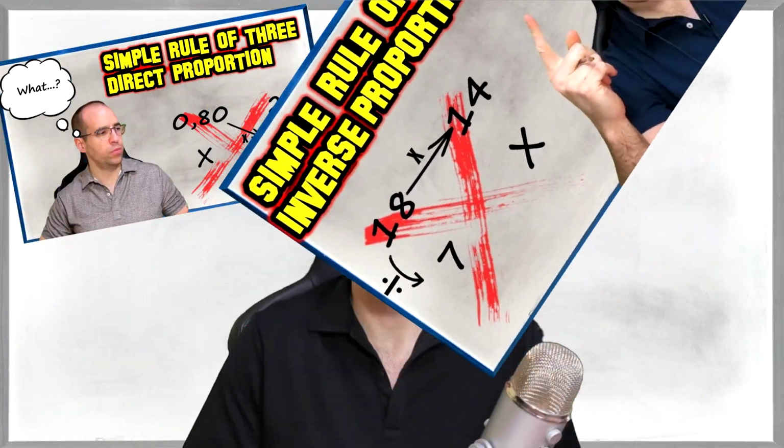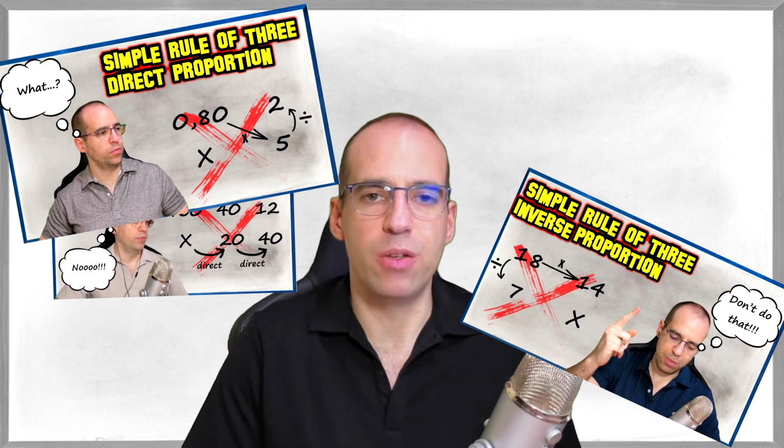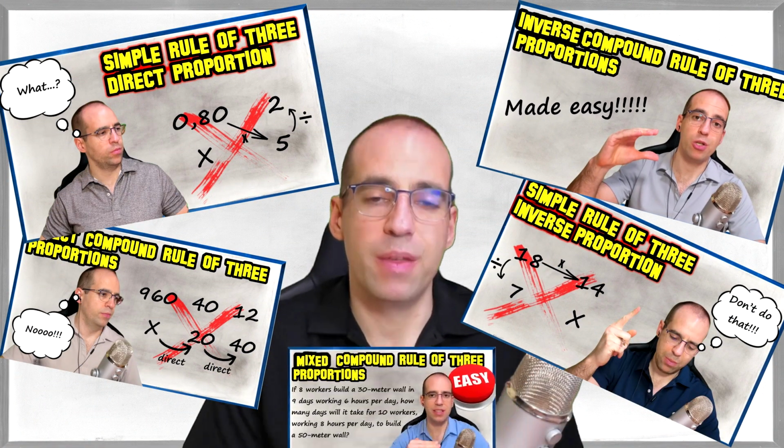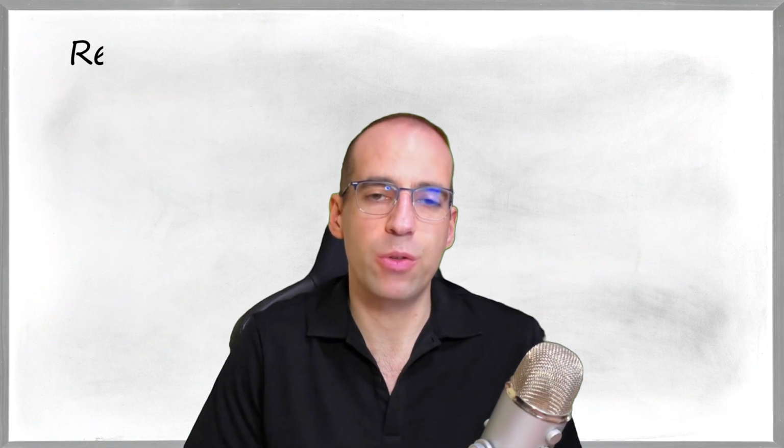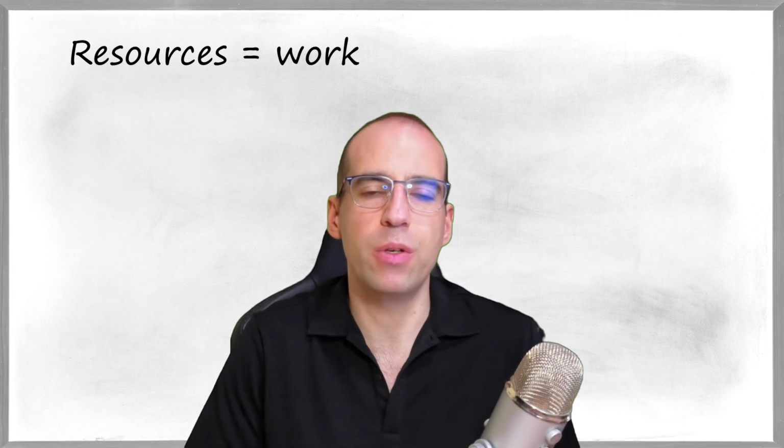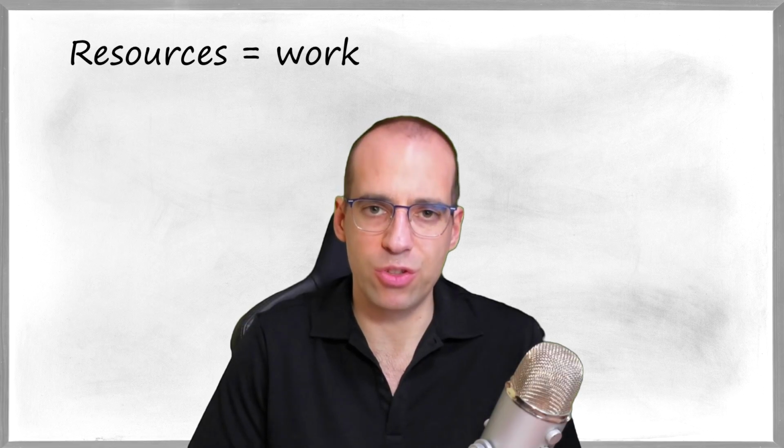In previous videos, I have shown you how to apply the method of the first algebra of magnitudes to what is commonly known as the rule of three, including the simple, direct, and inverse cases, as well as the compound, direct, inverse, and mixed cases. And in all of them, what I have told you is that you need to calculate the equality between resources and work, on one hand for the statement, and on the other for the question.